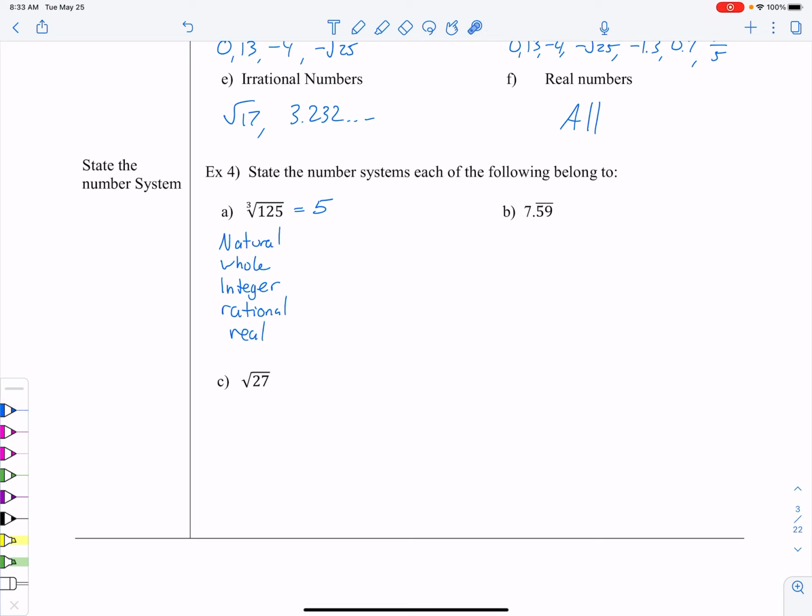Next one we have 7.59 repeating. So that's a rational number, and it's also a real number. And then this one here, square root of 27, that comes out to be 5.19615, etc. So this is an irrational number, and it's also a real number. So they have to always at least have, everything's going to be real, always. And then there's at least going to be 2 categories because they're all real, and then it splits into irrational and rational. And then from there, if it's irrational, it could be more categories as well.